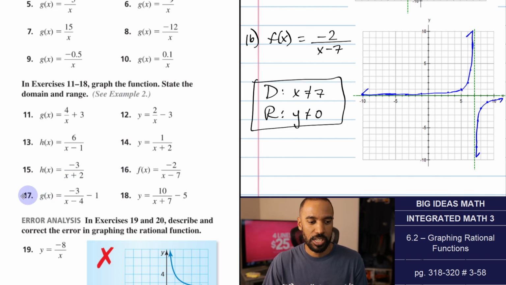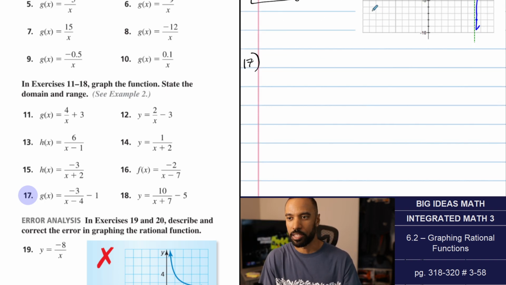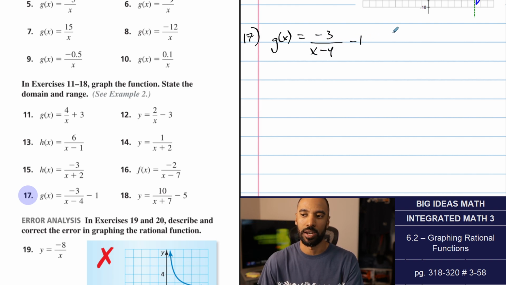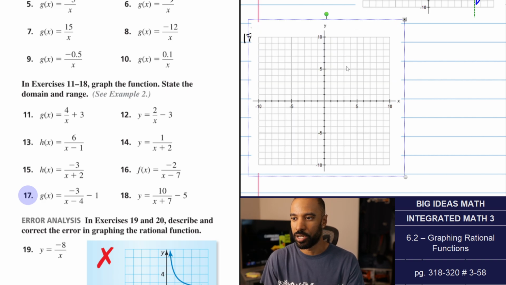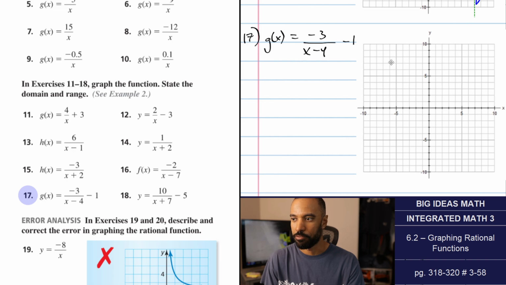Numbers 17 and 18 use translations on both. I've been waiting for these. Not that they're super exciting. It's just that I was like, when are we going to get them? So we have a -3. It's like number 15, -3 over x minus 4, and -1. So that new origin, if you will, is the intersection of both of these asymptotes.